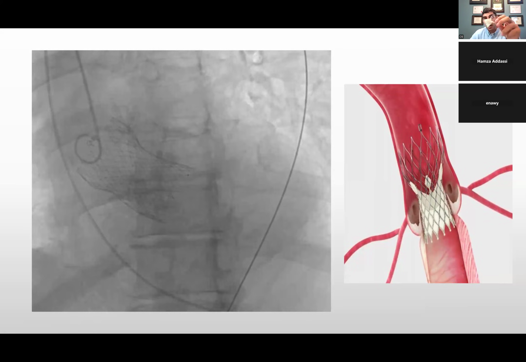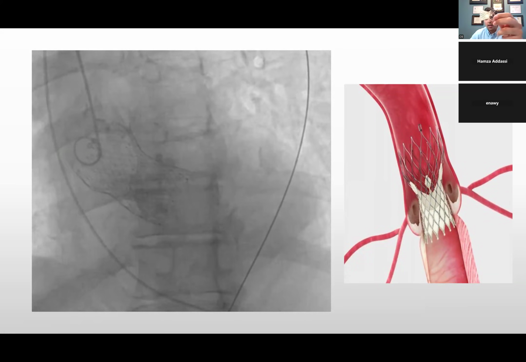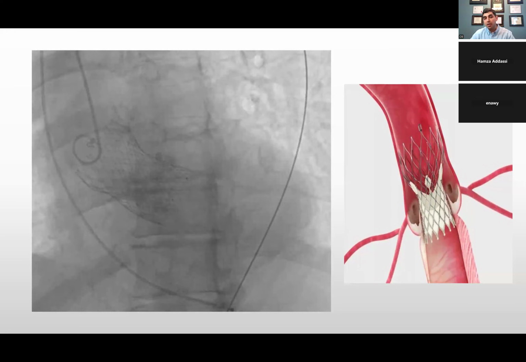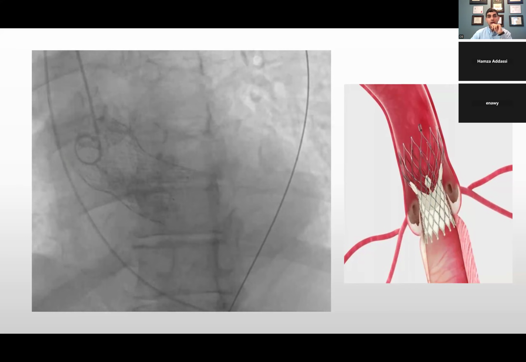And this is a big valve. So if you look right here, I have a real valve for it. It is a big valve. So you have to be also cognizant. It's a very meticulous procedure.